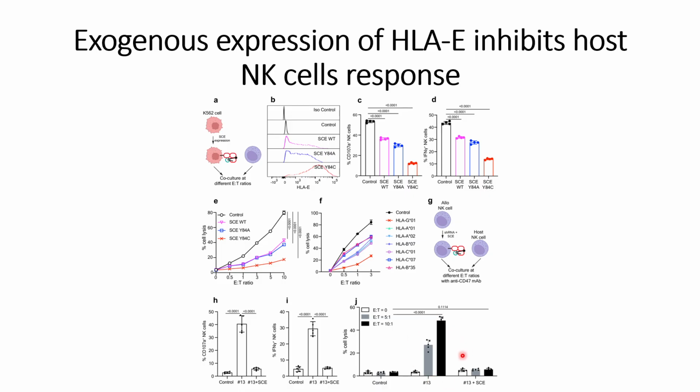However, when the cells further express SCE of the Y84C variant, they see suppression of cell lysis also, indicating that the expression of HLA-E inhibits the NK cell response, whereas reduced expression of HLA-ABC will cause an increased NK cell response. So this is what they finally conclude from this figure.